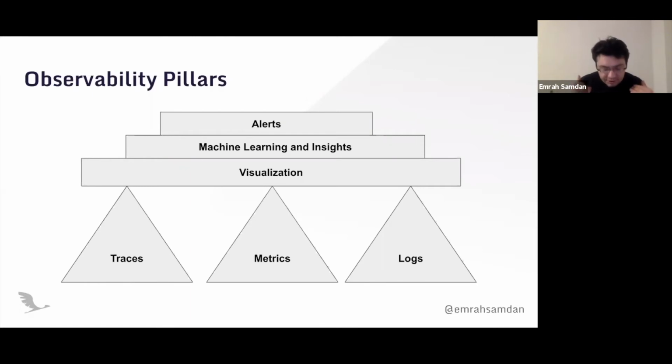You can build everything else on top of these pillars. You can have very fancy diagrams, very fancy timelines, and visualize everything. You can use machine learning for anomaly detection and smart insights, and you can set up automated or rule-based alerts on top of those. But if you are missing one of the pillars, you can't actually have all of them in a healthy situation.